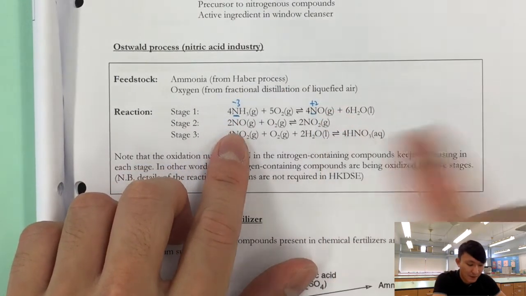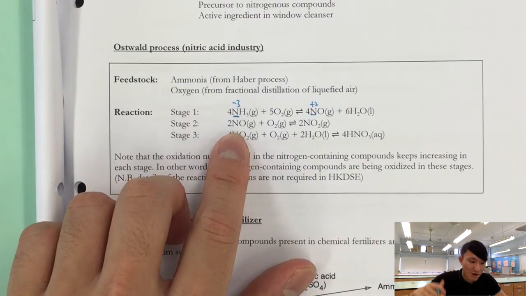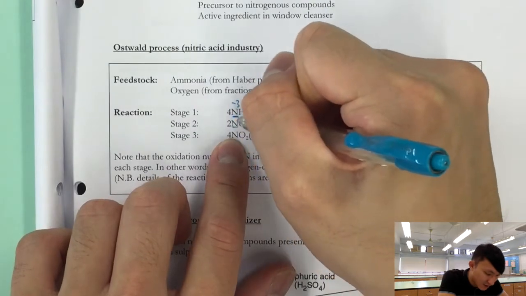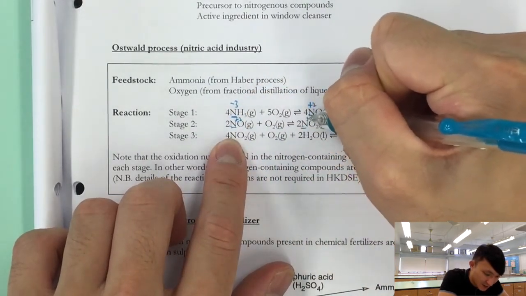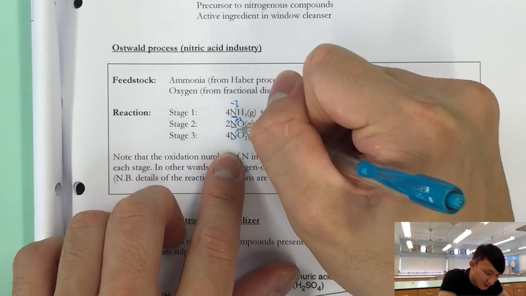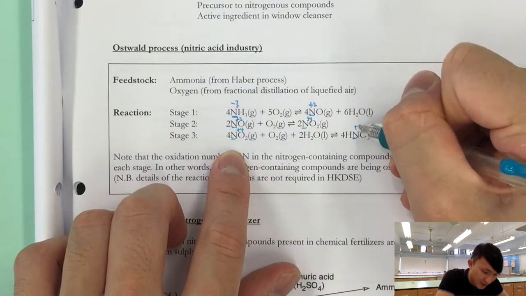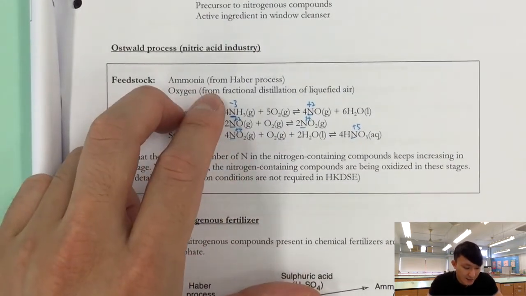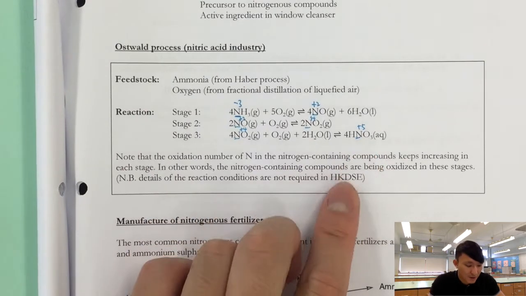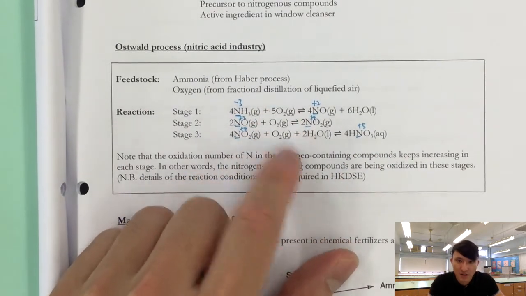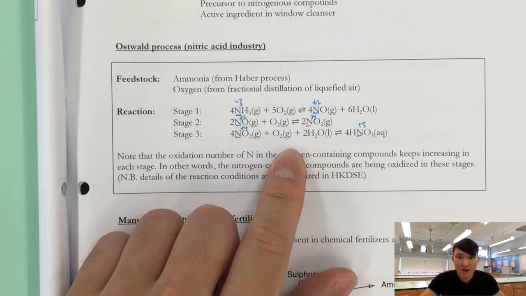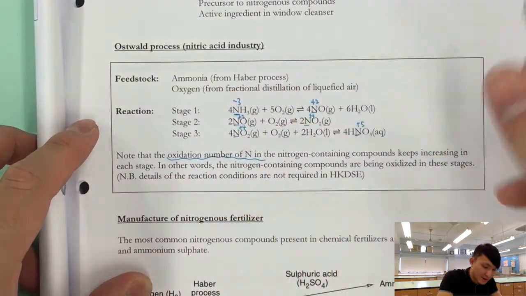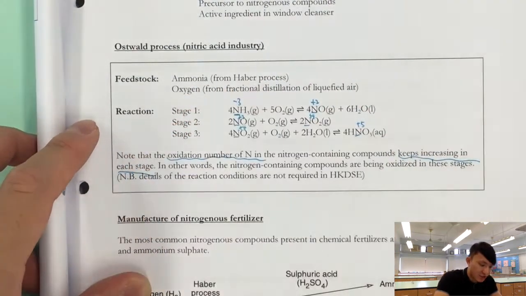And after that, we have basically stepwise oxidation of nitrogen. So here, nitrogen is oxidized. Here, again oxidized, and here to here. So you see the oxidation number keeps increasing from -3 at the start to +5 at the end. So that's why you see every single step requires oxygen. Oxygen is definitely the oxidizing agent. So here, the oxidation number of N keeps increasing in each stage.